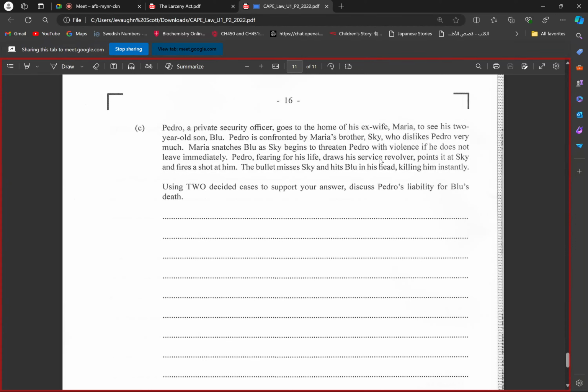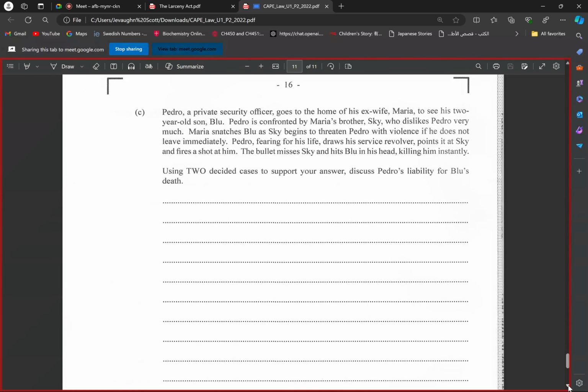So we must use these things to discuss the liabilities for Blue's death, right? Using two decided cases, we must do so, right? So you need to use some cases to help you decide, and that is where you're going to use your IRAC method. Look at what is happening. Look at the rules. We see assault, we see attempt at self-defense, and we see transferred malice. And we're going to use two cases to help analyze the situation, and then we put a conclusion.